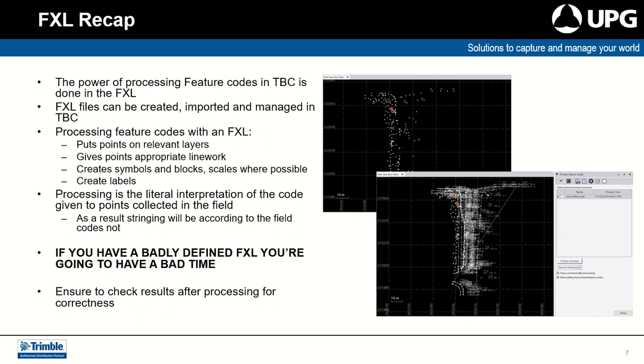Just be aware though, as we've talked about in previous videos, if you have an overdefined or a poorly defined FXL, you're going to have a bad time because you need to edit the data that you've generated in this automation process. The idea of the FXL is to get you 80 to 90% of the way through the drafting process, so that all you're doing at the end is the cleanup of the auto-drafted line work and symbology.